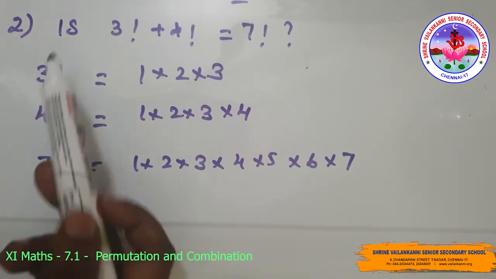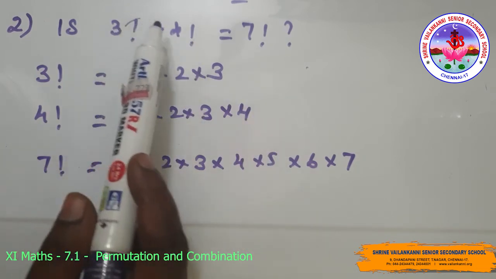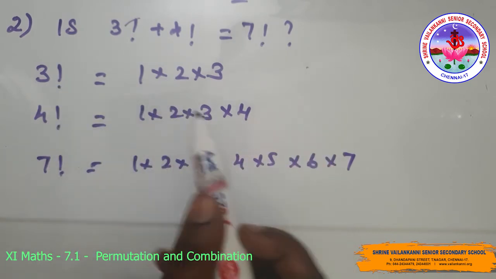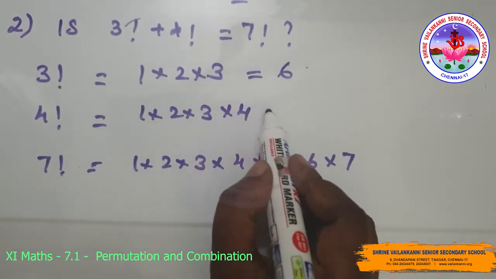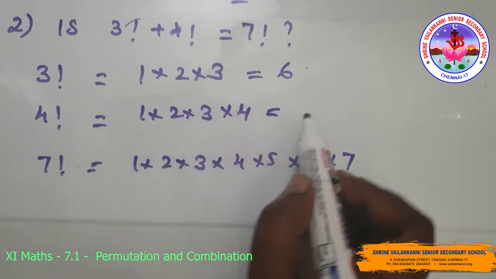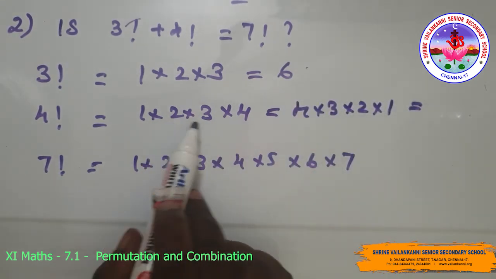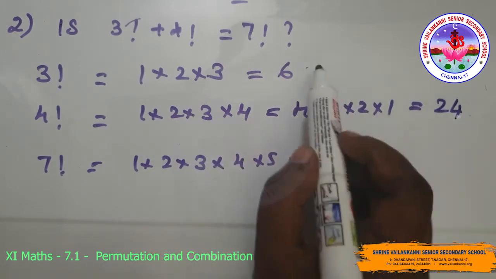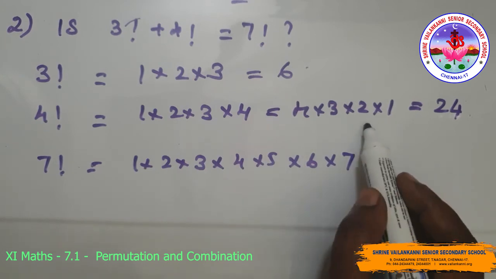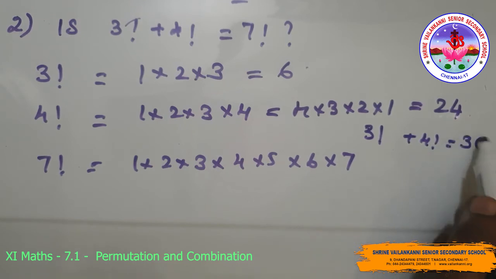Second question is 3 factorial plus 4 factorial, is it equal to 7 factorial? So sum of these two, whether it is equal to 7 factorial or not. So 3 factorial is 1 into 2 into 3, which is 6. 4 factorial is 1 into 2 into 3 into 4. You can write either this way or 4 into 3 into 2 into 1. So 6 into 4, 24. So LHS is adding these two, which is 30. So 3 factorial plus 4 factorial is 30.